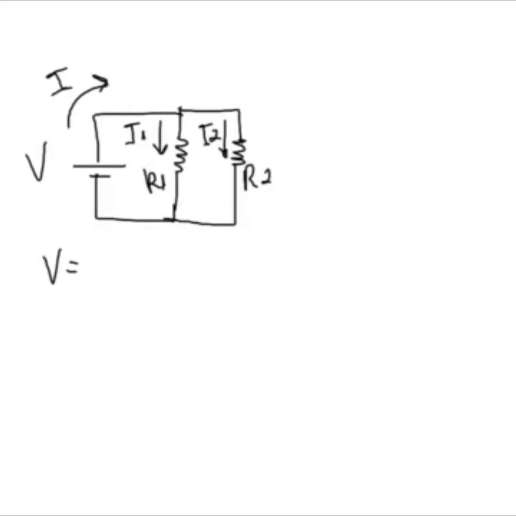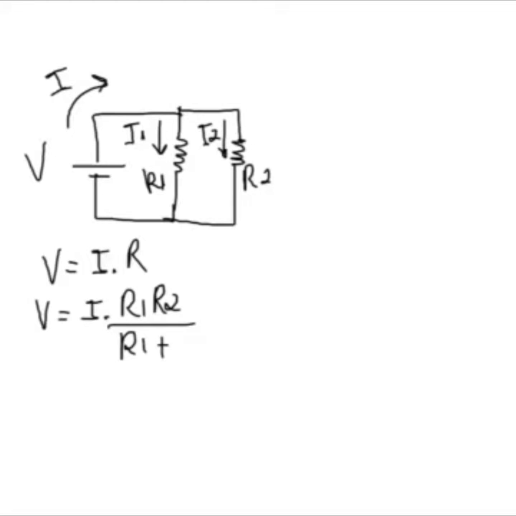Using Ohm's law, we know that V is equal to I times R. It's current times resistance. Because our resistors are in parallel, we can rewrite the same equation as V is equal to I times R1 times R2 over R1 plus R2.